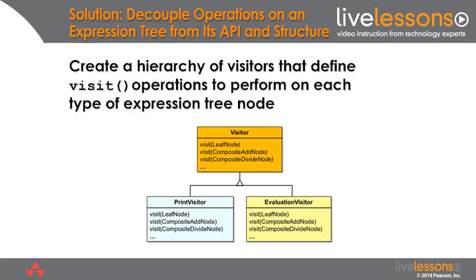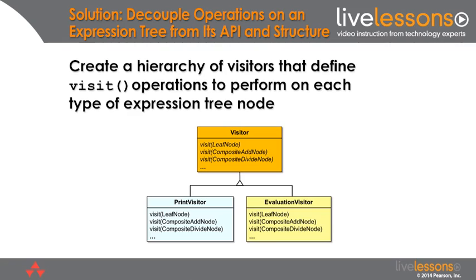This is somewhat complicated, so we're going to break it down into a series of steps. The first thing we're going to do is create a hierarchy of so-called visitors that will define visit operations that know how to perform certain operations, certain processing on each type of expression tree node. So as you can see here, we have a visitor base class, and it'll have a number of overloaded visit methods, one for every different kind of subclass in the expression tree hierarchy. And then we'll go ahead later and make different kinds of subclasses of visitor: print visitor, evaluation visitor, semantic analysis visitor, optimization visitor, and so on.